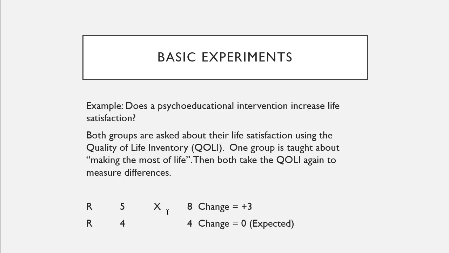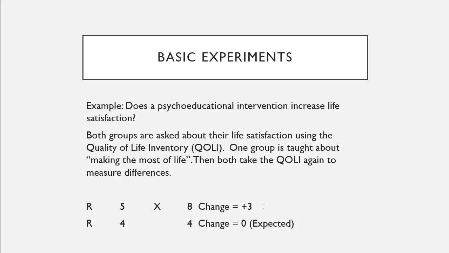Then we gave them the Making the Most of Life seminar, and then afterwards they took the quality of life inventory again, and they on average scored an 8. That's a change of 3. So that means that after the seminar, their rating went up by 3 points. That is probably significant, whatever we're measuring.